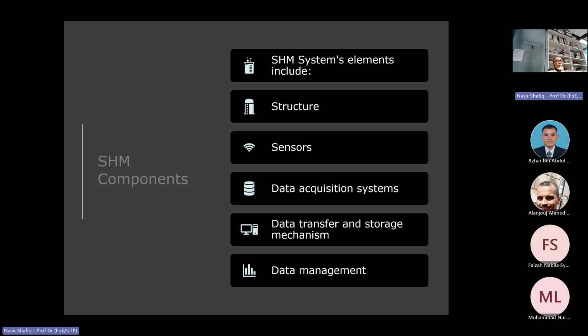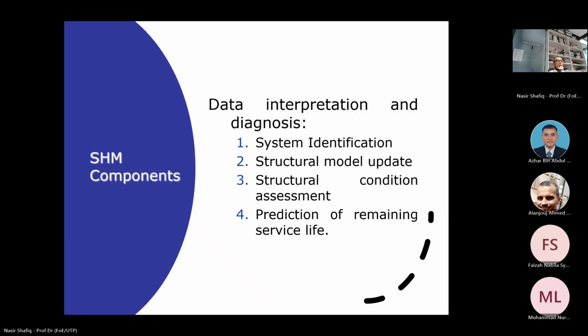So these are the components. A structural health monitoring system includes the structure itself, the sensors which will be installed, and data acquisition, because the sensors are sending signals in the form of data. Your console will be collecting it, then analyzing, transferring and storing it, and then data management for the lifetime. Data interpretation and diagnostics are more important.